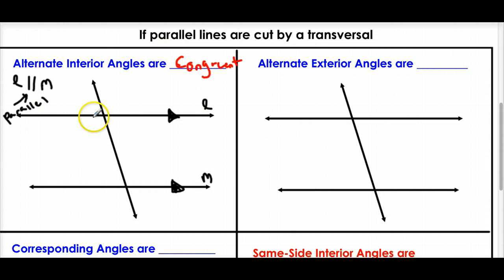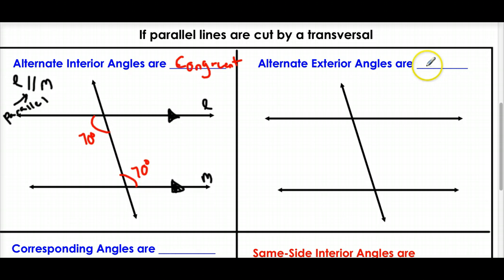So alternate interior angles. Remember, that's like this guy and this guy. These are on alternate sides on the interior. These would always be congruent. So if this is 70 degrees, I know that the alternate interior angle of that would also be 70. These two would be 70.